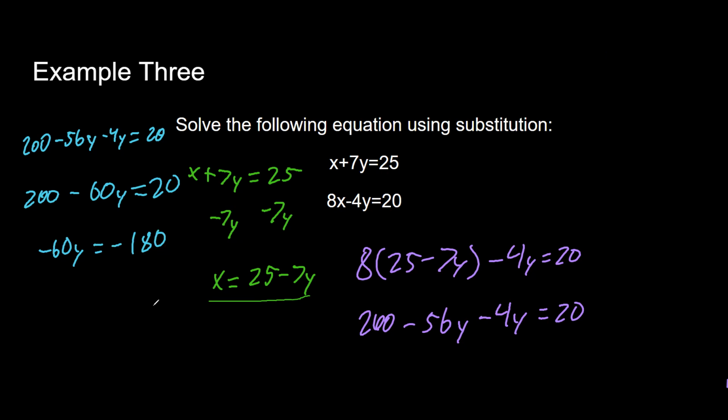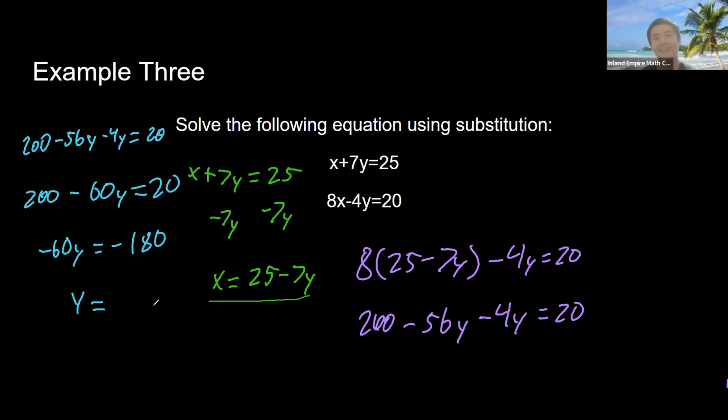Negative 60y equals, or y equals 3. Yep, brilliant, Kaden. You just solved the whole system of equations. Congratulations. Okay, everyone else, do you guys understand how Kaden solved the system? Are there any questions?